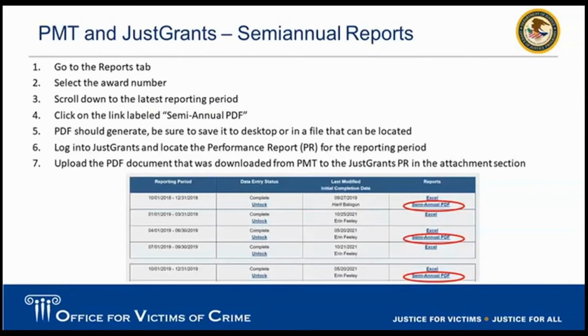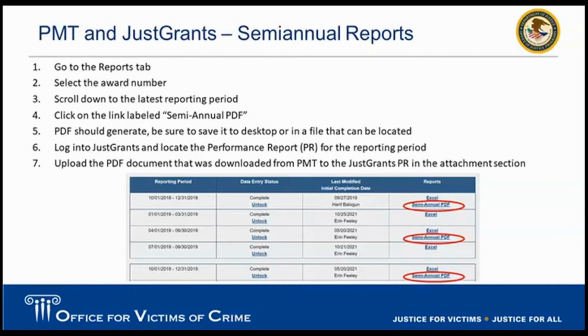Okay, and this is my last slide for PMT before I turn it over to my JustGrants colleague, but I wanted to make sure that I highlighted the steps for the requirement of submitting your semi-annual report that you complete in PMT into JustGrants as an attachment. So you will go to the Reports tab. You will select your award number. Again, make sure it's the correct award number, especially if your organization has multiple awards. You will scroll down to the latest reporting period or the reporting period in question that you're trying to upload the semi-annual report for. And then you will click on the link labeled Semi-Annual PDF. I circled them in red here for you.